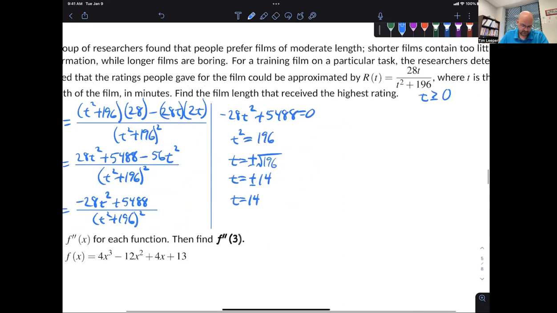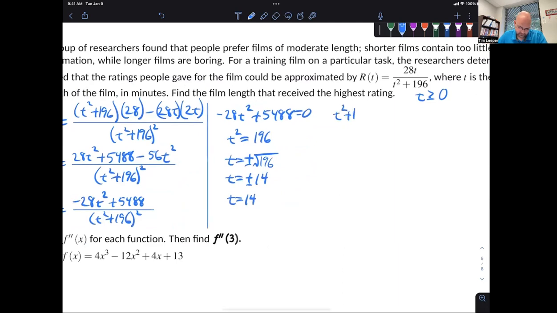Now for the denominator there, (t² + 196)² equals 0 means that just t² + 196 equals 0. Subtract the 196, so t² equals negative 196. So t equals plus or minus the square root of negative 196. But that means that there is no solution in the real numbers. Now, the important thing is that the square root of a negative is an imaginary number, so it doesn't produce any critical numbers for us. So for us in our domain, 14 is the only critical number.